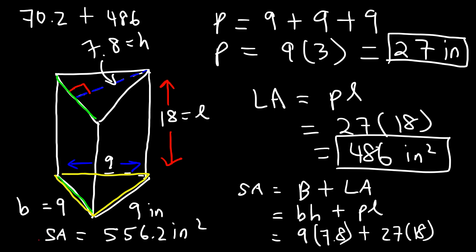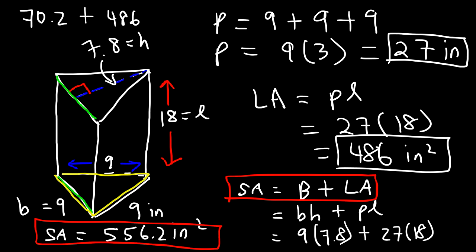So that's the surface area that I got for this problem. Hopefully I didn't miss any numbers. If you do, you can let me know. But that's how you find it. So for any prism, to find a surface area, it's just the area of the base plus the lateral area.